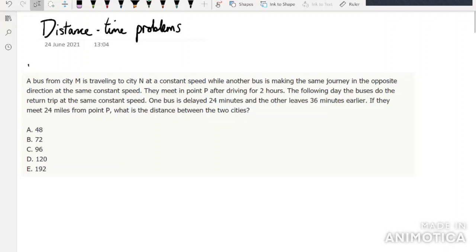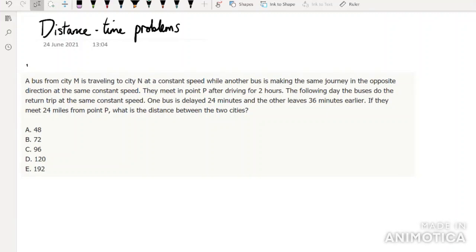Okay, so let's get going with some distance time problems. The approach is going to be very similar, except with distance time problems, you're going to see me drawing quite a bit more, just because it's very helpful to get an idea of what's going on.